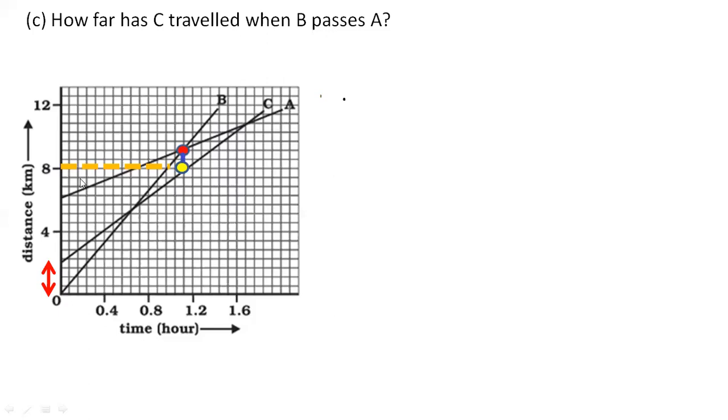Okay, how much distance has it covered? Less than 8. Why? Because at the 0th condition, it had already covered some distance. So we need to subtract that. Now, how do we find this red distance? It's a very simple one.